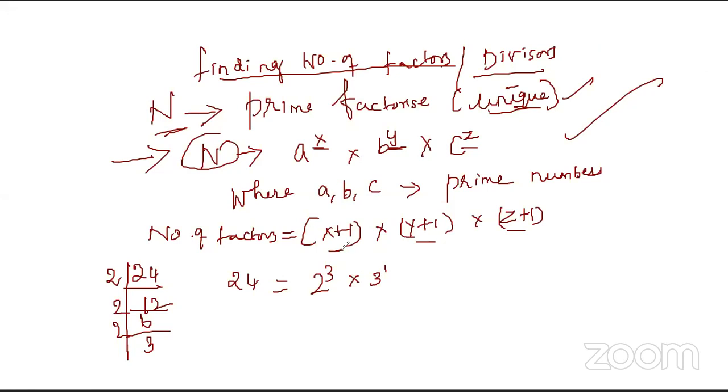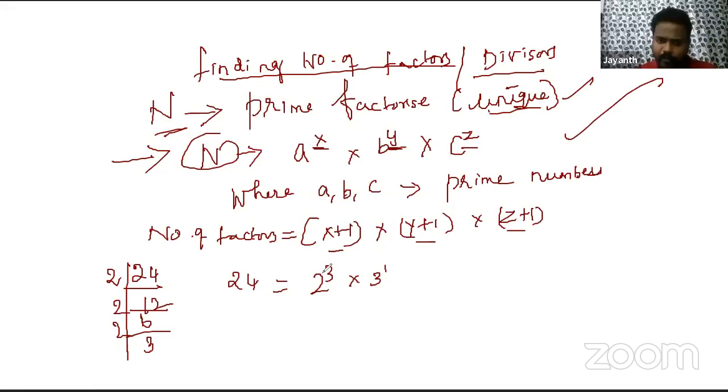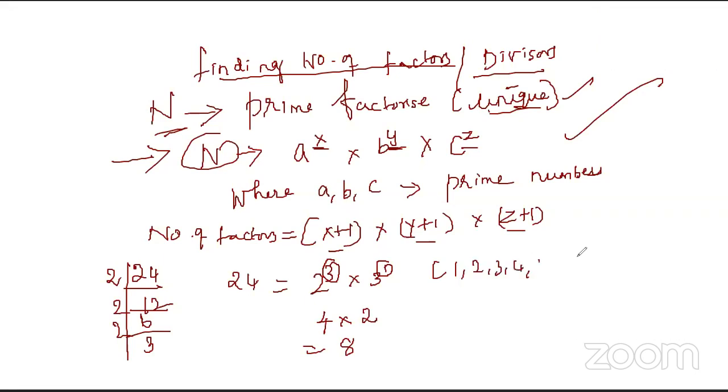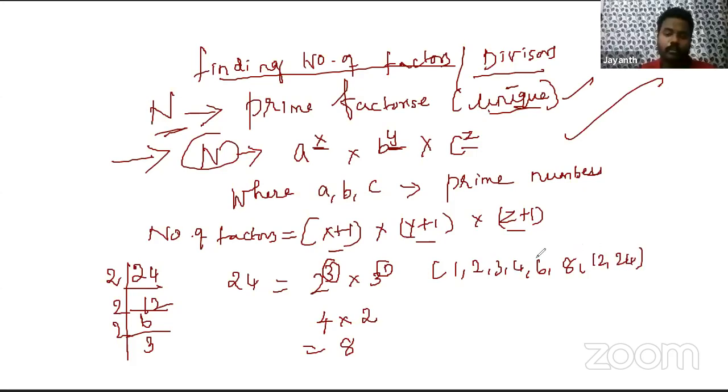So what is the second step? Whatever is in the powers: 3 plus 1, which is 4, and 1 plus 1, which is 2. 4 2s are 8. So the number 24 has 8 factors. What are the 8 factors? You can write them out: 1, 2, 3, 4, 6, 8, 12, 24. How many factors does it have? 1, 2, 3, 4, 5, 6, 7, 8.